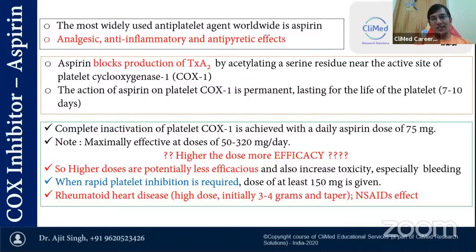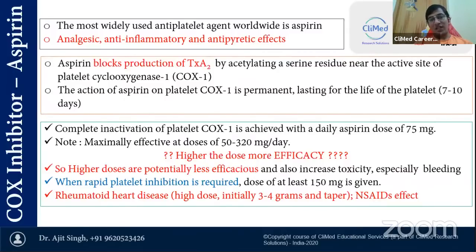Okay, so as we have discussed, aspirin blocks the production of thromboxane A2 by acetylating a serine residue near the active site of platelet cyclooxygenase COX-1, and the action of aspirin on platelet COX-1 is permanent, lasting for the life of the platelet, 7 to 10 days. It is irreversible. Got it? Then complete inactivation of platelet COX-1 is achieved with a daily dose of 75 mg.